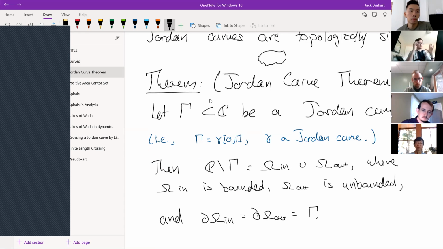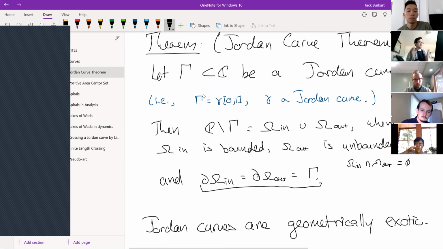So any Jordan curve decomposes the plane into two disjoint open sets. Oh, I should actually include this hypothesis in here. Omega in intersect omega out, their intersection is equal to the empty set. So that's also a key piece. Moreover, they share the same boundary. The interior complementary component has gamma as its boundary, and so does the exterior complementary component.